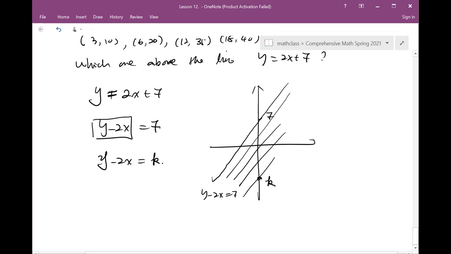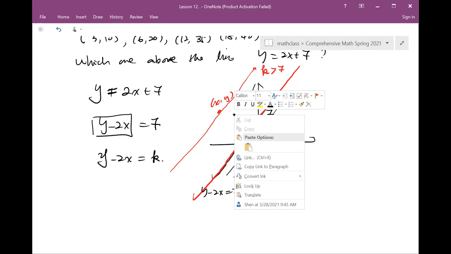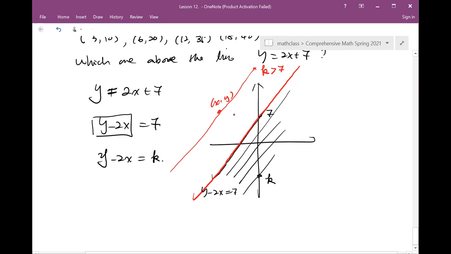If you notice that, then if a point is above this red line, right? What you can do? Suppose you have a point x and y, then this will be on one of the lines, right? And the corresponding value of k must be greater than 7 if it is above the line, okay? Right? So all I have to do is just to check the value of y minus 2x, okay?